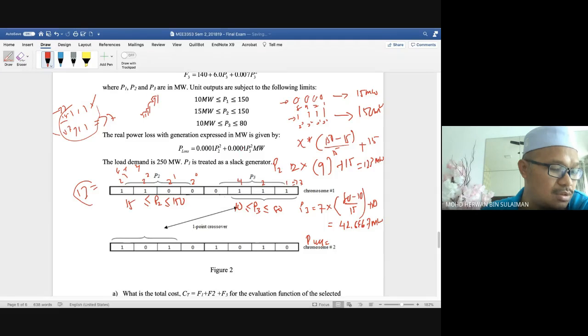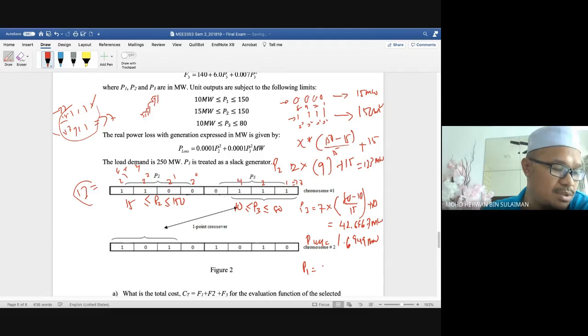So here you get your loss. You can verify the answer later. I got 1.6949 megawatts. So from here you can get my P1, because P1 plus P2 plus P3 equals demand plus loss. So I get my P1 equals demand plus loss minus P2 and P3.